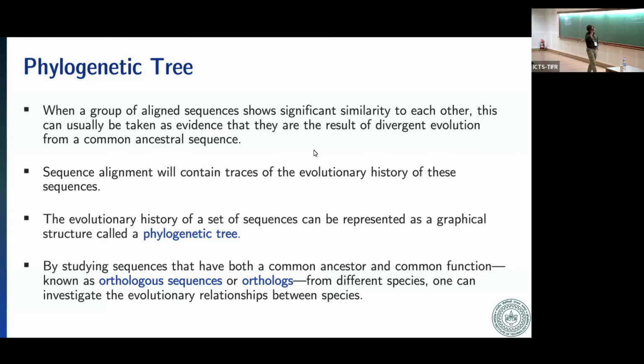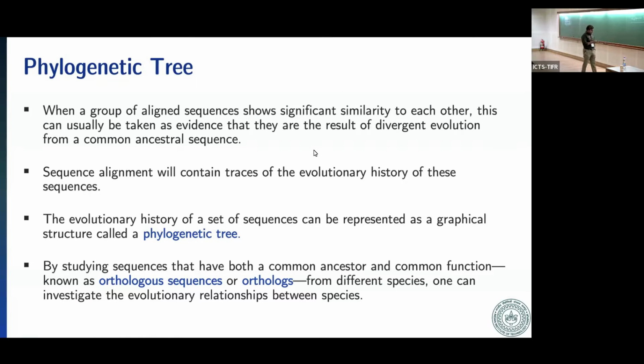Depending on what kind of data you are using, it gives rise to different types of tree structures. For example, if we are looking at the evolution of species, then we call it a species tree. Or if we are looking at the evolution of only a single gene, then we call it a gene tree. Sometimes there is incongruence between gene trees and species trees, because the evolution of the species itself can be somewhat different from the evolution of a single gene.